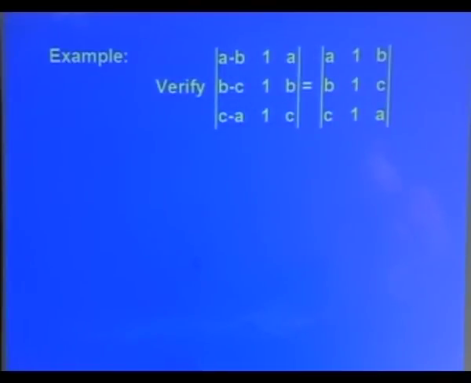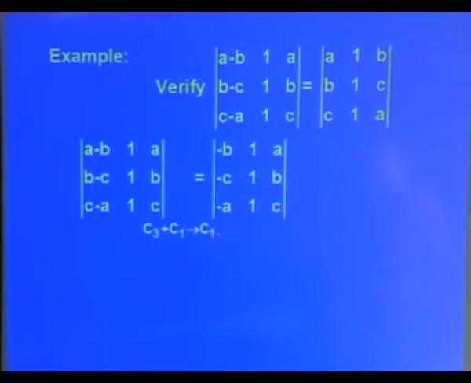In the next example, we try to verify that this determinant is equal to this determinant. For this we again apply a series of operations. C1 becomes C3 plus C1. If I add the third column and the first column, then a will be cancelled out, b minus c plus b... will have only minus c, and c minus a plus c will have minus a.